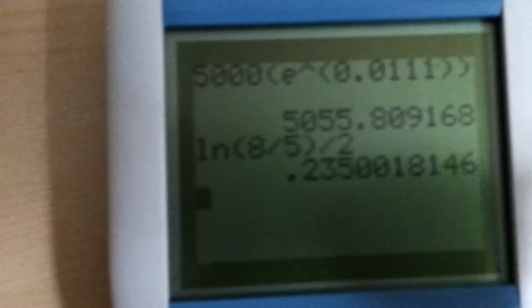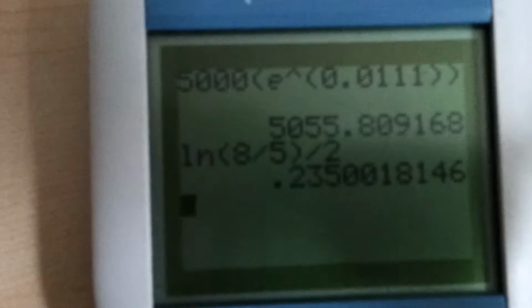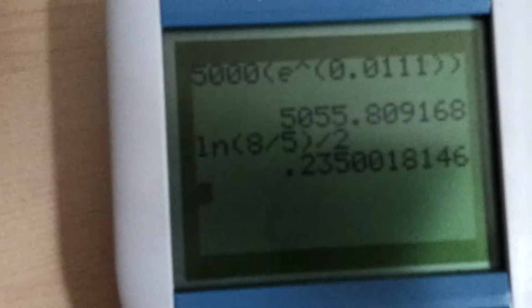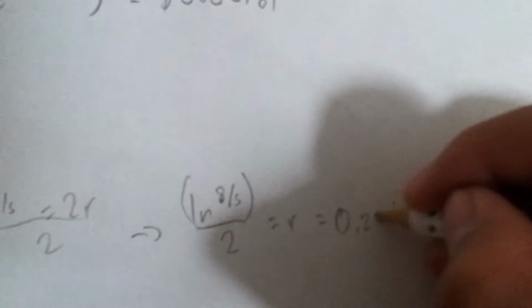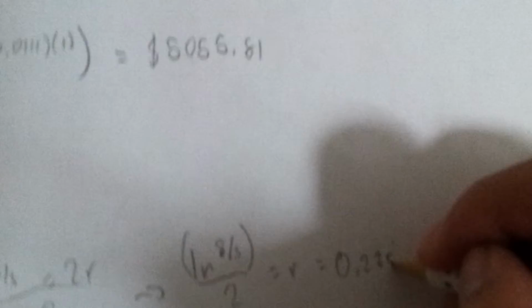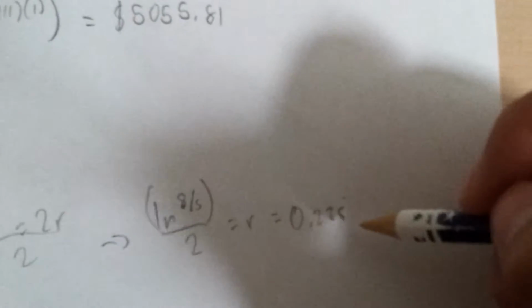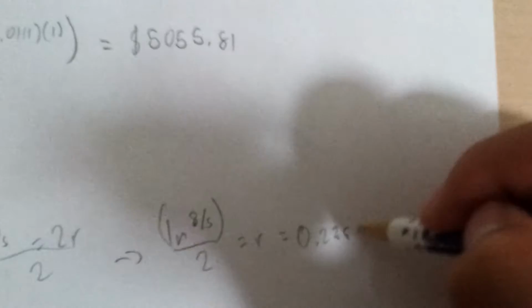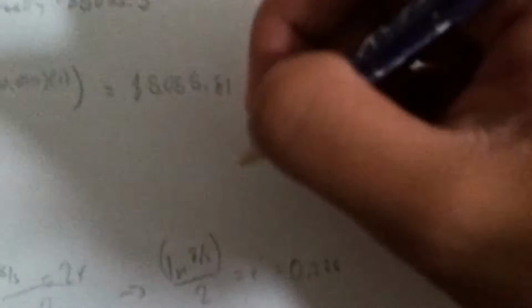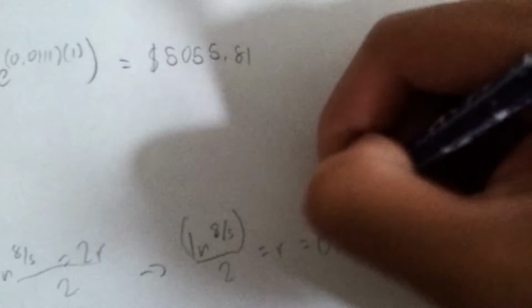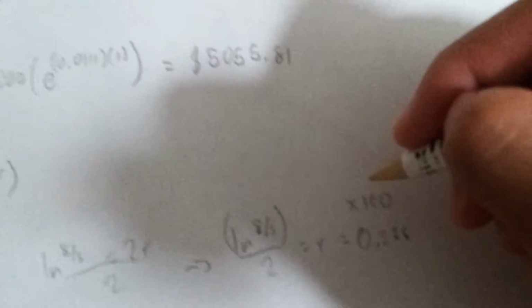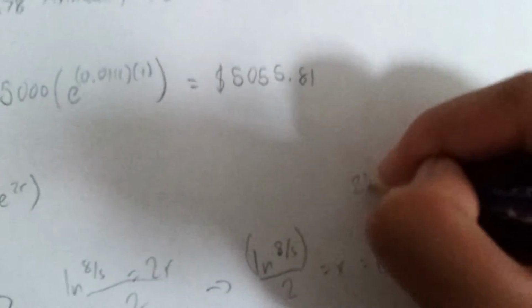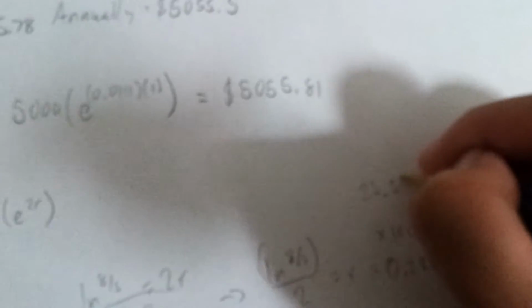And we see that r equals 0.235. So we want it as a percentage, so we're going to have to multiply by 100. So our rate for C would be 23.5%.